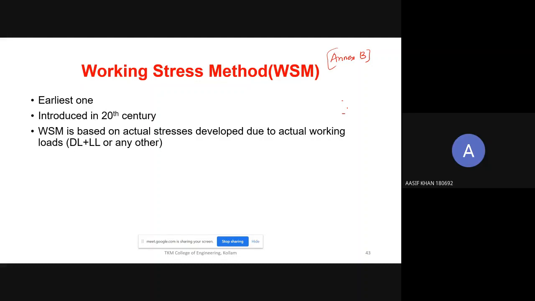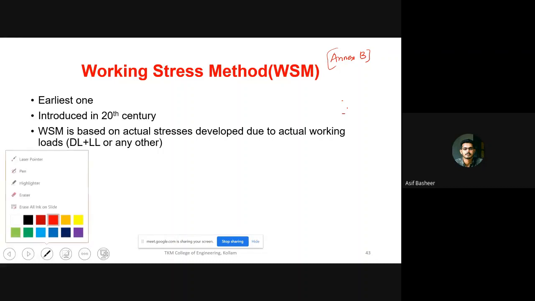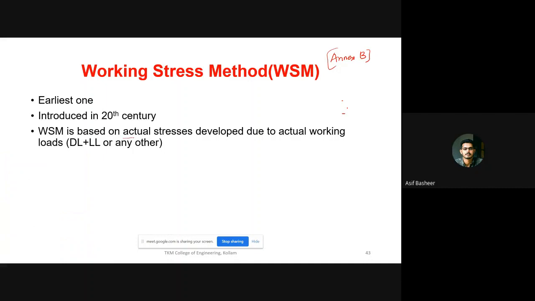Unexpected loads. There occurs some load which is higher than this 100 kilonewton, some unexpected load. Then what will happen? The structure will fail, isn't it? Yeah, that is the problem with this working stress method. See, this is very important: the actual stresses, that is, the actual load coming due to the applied load, is considered for the design.